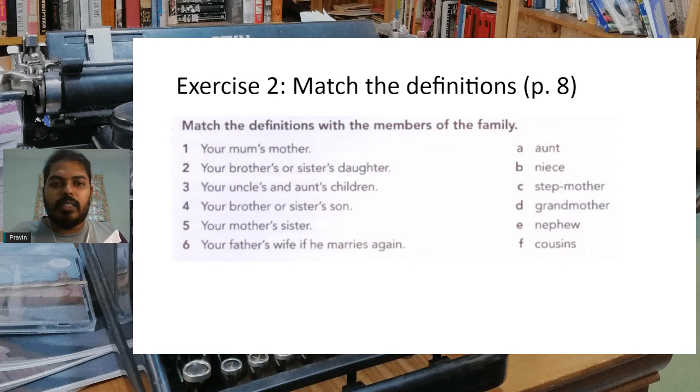Your mom's mother. What is your mom's mother? Is it stepmother, grandmother, aunt, nephew, cousins? What is it? You try to do. Okay, niece and nephew. Niece ni and nephew ni anak saudara. Niece for girl, nephew for boy. Okay, you try to find the answers later.